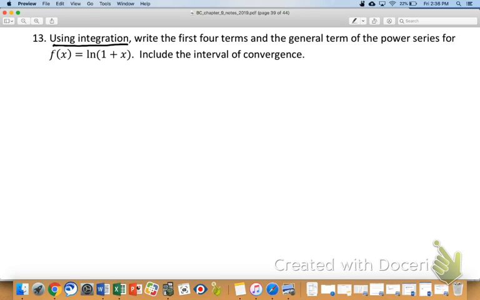What's the power series for natural log of 1 plus x? So I'll let you ponder that for a few.